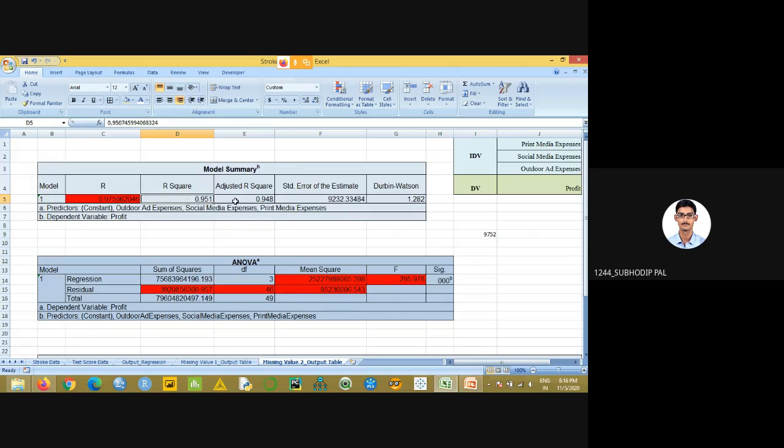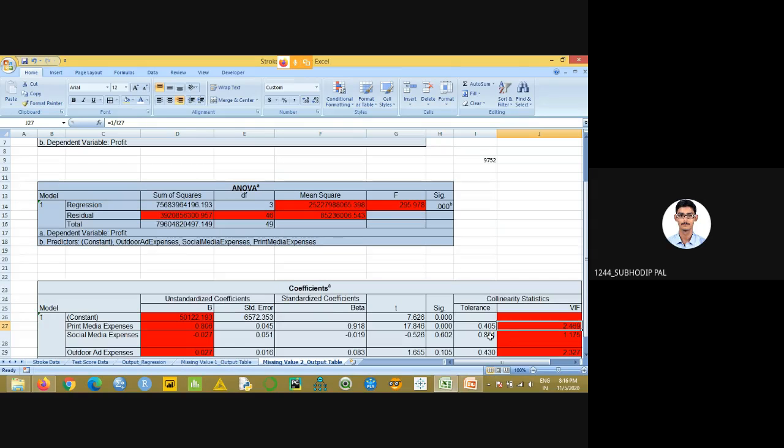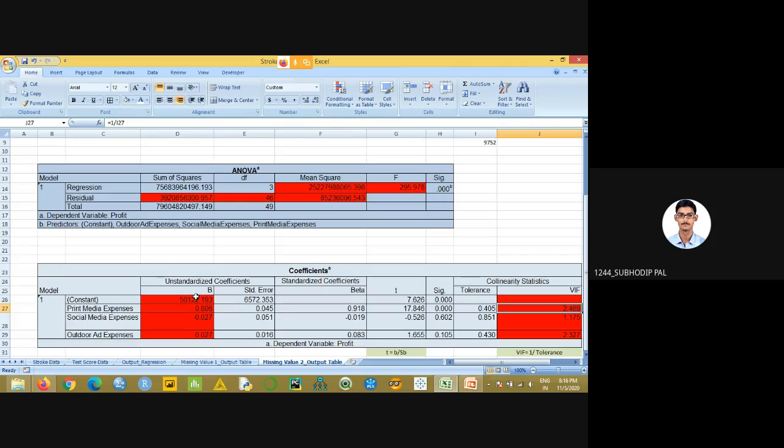First I'll talk about R square, then adjusted R square, then Durbin-Watson. Then the VIF. What is the meaning of VIF here? These all are important. And what is the significance of this B? What is the significance of this B value? Can anyone tell me?